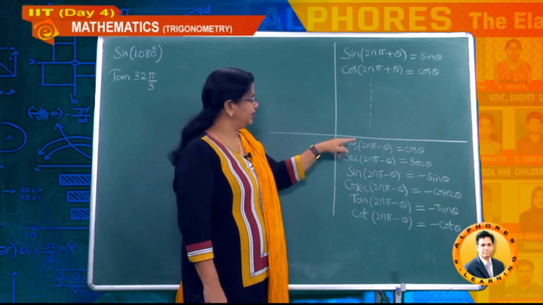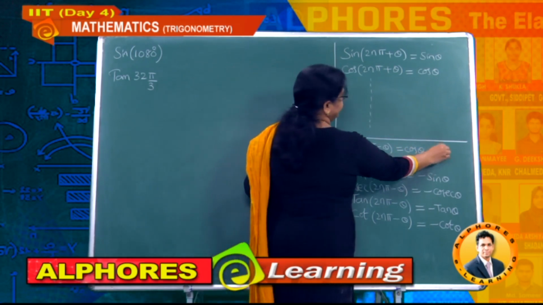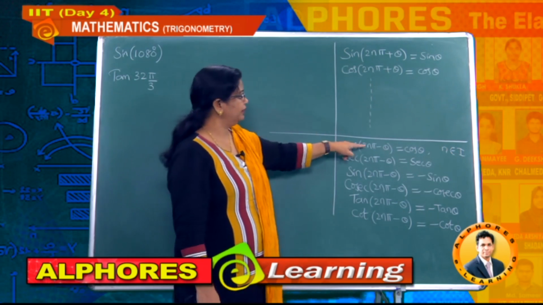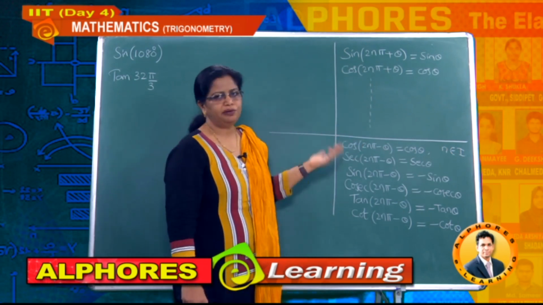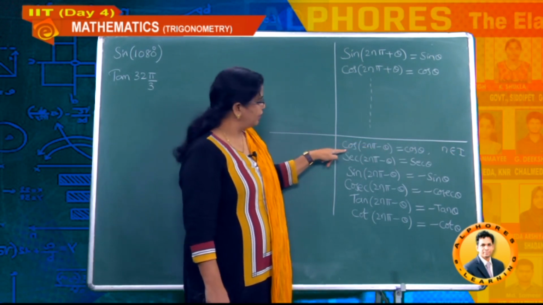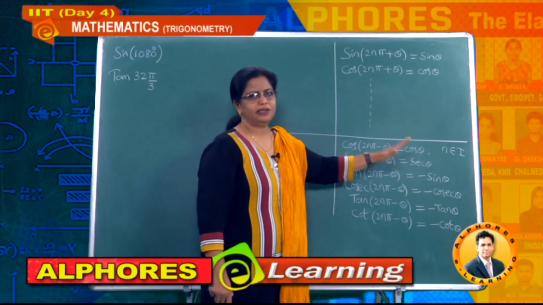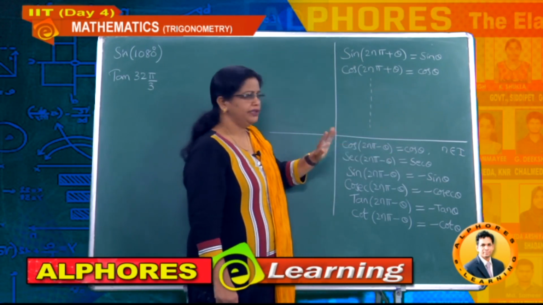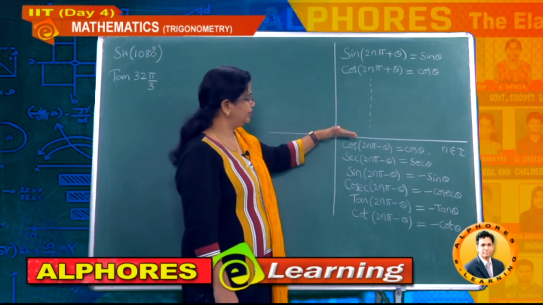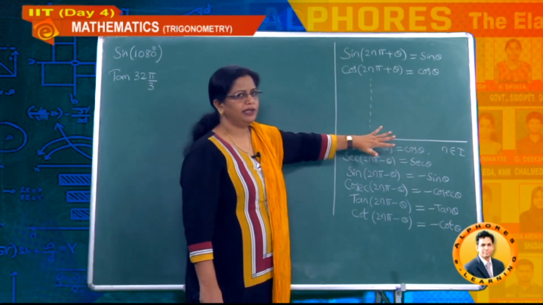2n pi minus theta, where n is any integer, whether positive or negative. Not only natural numbers, n can be any integer, even 0. That's why cos of minus theta, if n is 0, gives cos theta, and secant of minus theta gives secant theta. So it can be 0, a positive integer or a negative integer, but you observe the same result here: 2n pi minus theta, cos value, again fourth quadrant, again secant.